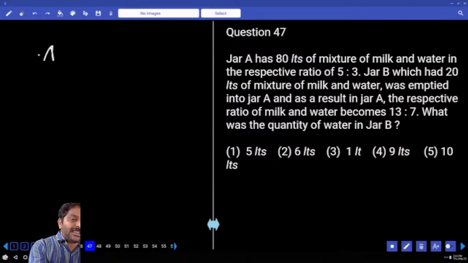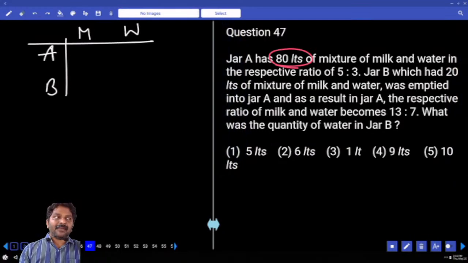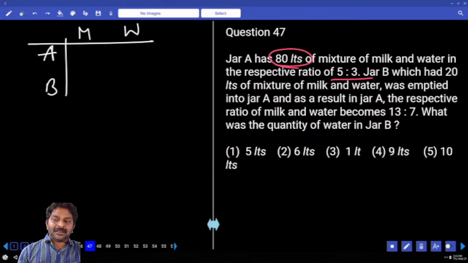Now we have jar A and then B. Everywhere we have milk and water. How much is the quantity in jar A, in which we have milk and water in the ratio 5:3? 8 parts, 80 liters. 5 parts, 3 parts.